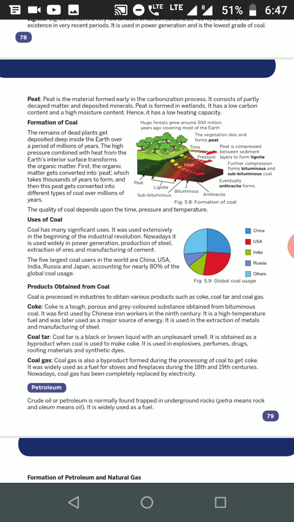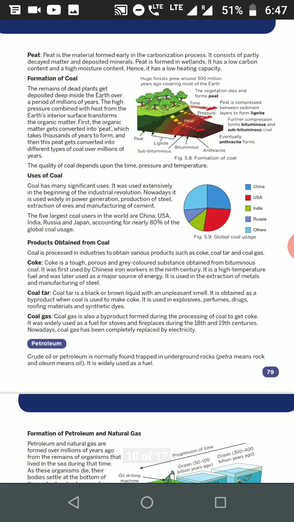Next, coal gas. Coal gas is also a byproduct formed by the processing of coal into coke. It is used as a fuel for stoves and fireplaces, but nowadays coal gas has been completely replaced by electricity. Now similarly, petroleum, or we can also call it crude oil, is trapped in the underground rocks and it is used as a fuel.